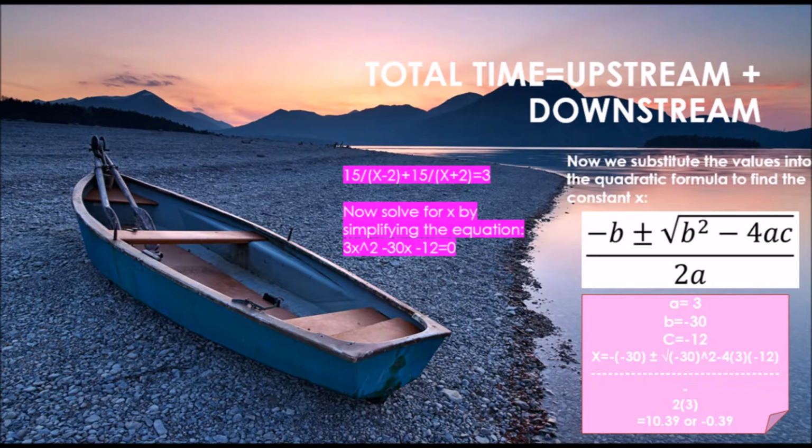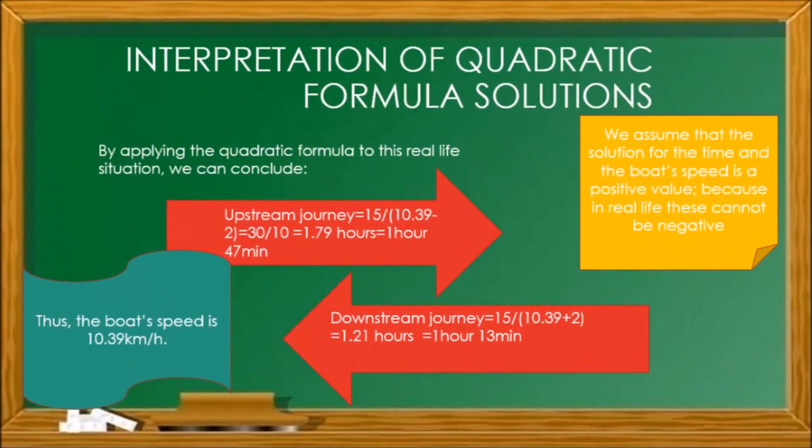Put all that together and solve it by using the quadratic formula where a, b, and c are from the quadratic equation in standard form. We got the answer. x is equal to minus 0.39 or 10.39. Because this is a real-world question, x can't be negative. The boat's speed will be 10.39 km per hour, and so the upstream journey will be 1.79 hours, and the downstream journey will be 1.21 hours.